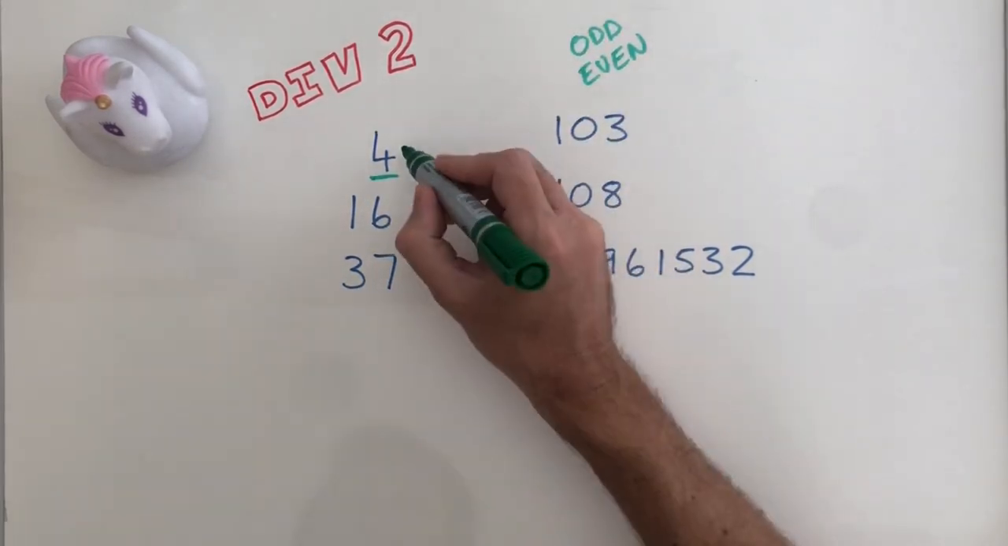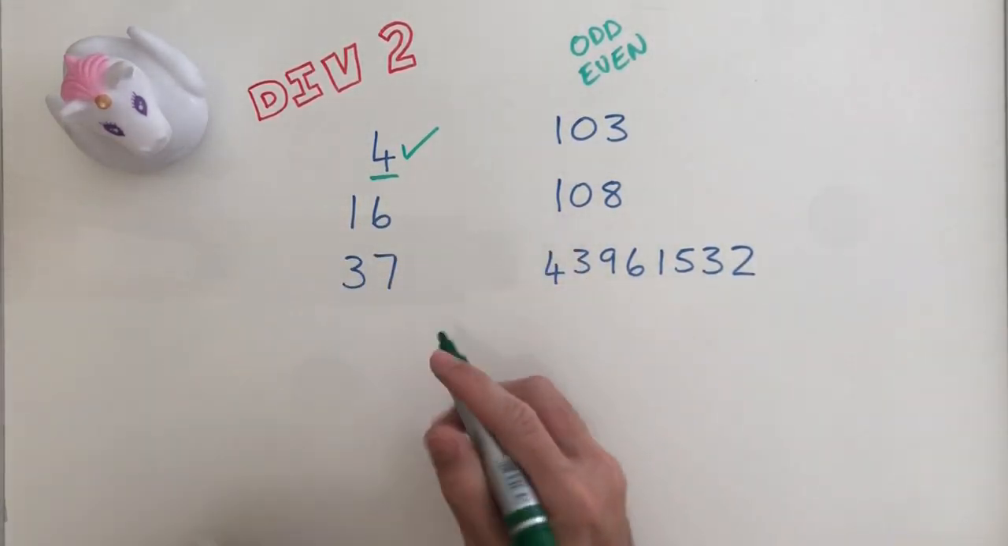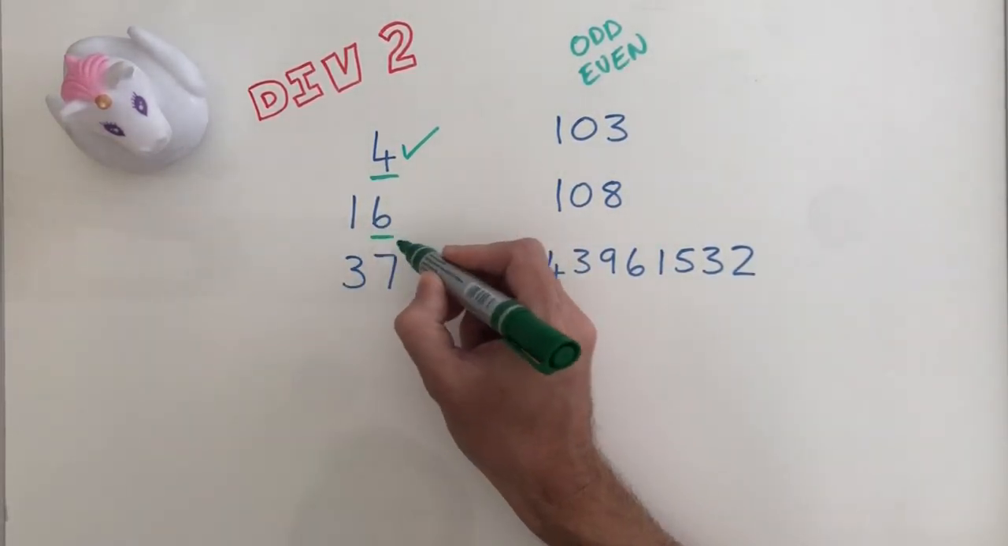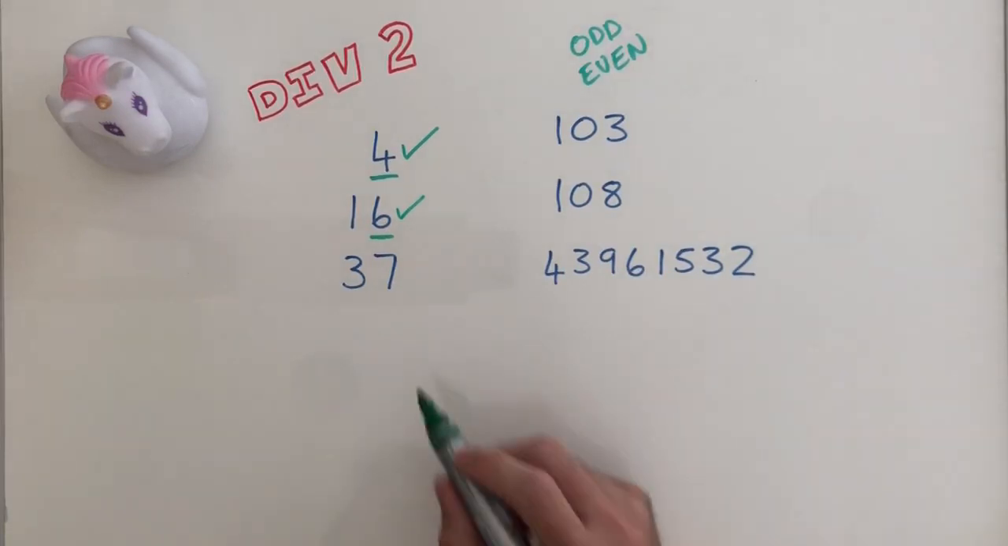Will 2 go into 4? Yes, it will. If I check 16, I don't worry about the 10 part, I just worry about the 6. So is this an odd or an even number? It's an even number, so yes, 2 will go into that as well.